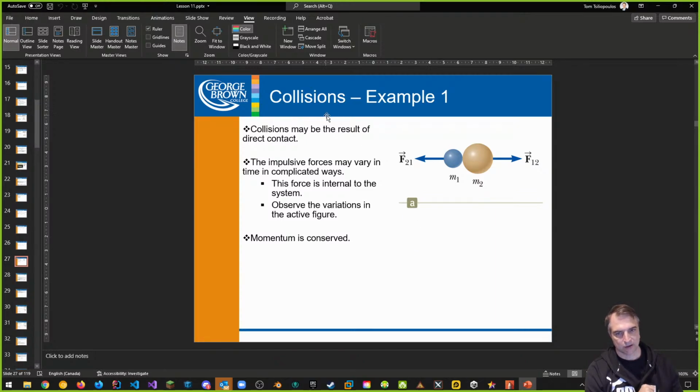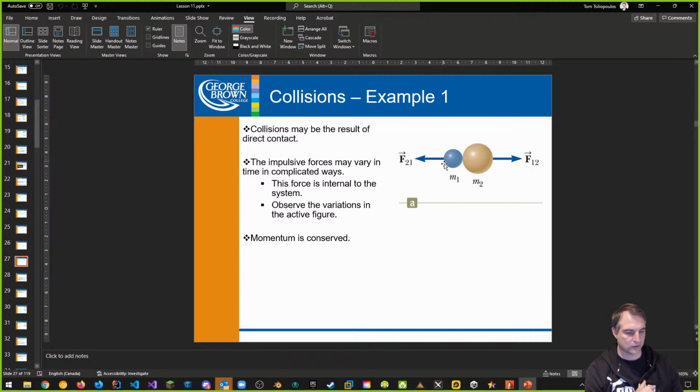Again, collisions, we talked about this, but let's talk about it in terms of sphere-sphere. Collisions may be a result of direct contact, and the impulsive forces may vary in time in complicated ways. This force is internal to the system, so observe the variations in the active figure. I have, for example, mass 1 and mass 2. You can see that mass 2 is bigger than mass 1. Mass 1 is going to go in this direction from 2 to 1. That's the forces that are going to be applied, and mass 2 is going to go in this direction from 1 to 2.